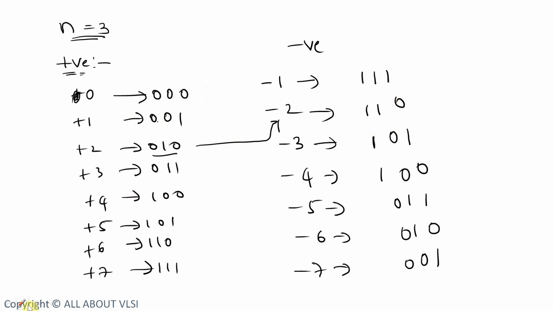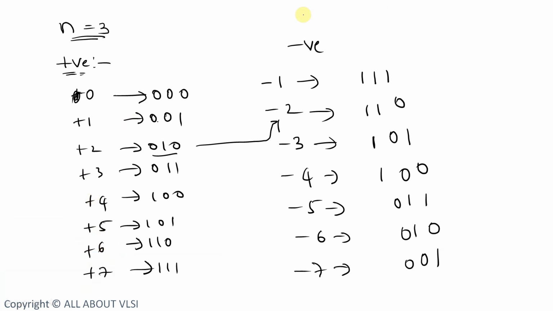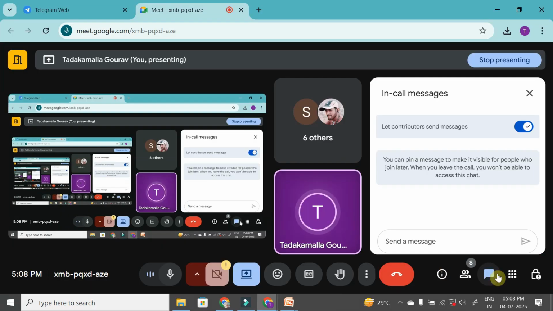Now how to get the range of the 2's complement form of representation? Observe carefully, up to minus 4 the representation is 100. The 2's complement form of minus 5 becomes 011. If you see this 011, can you say whether it is 3 or minus 5? For 011 there are two equivalents. Am I right or wrong? Yes or no? Please let me know in the chat box.